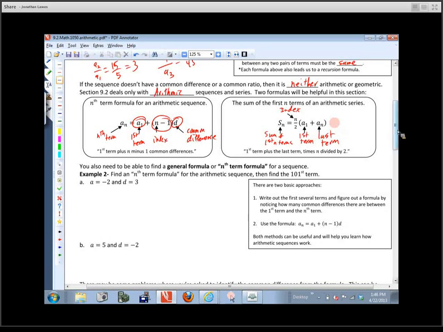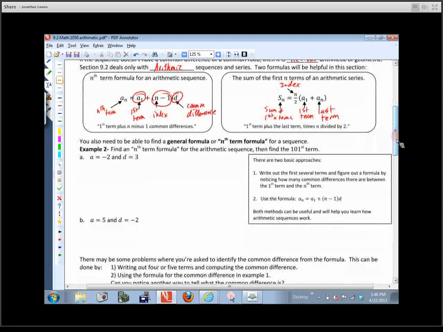Okay? So the first thing that you're going to need to be able to do is find a general formula, or an nth term formula, for an arithmetic sequence. Now, if you know this formula right here, or you know the phrase that I just told you you ought to know, then it's pretty darn easy. It says find an nth term formula for the arithmetic sequence and then find the 101st term.